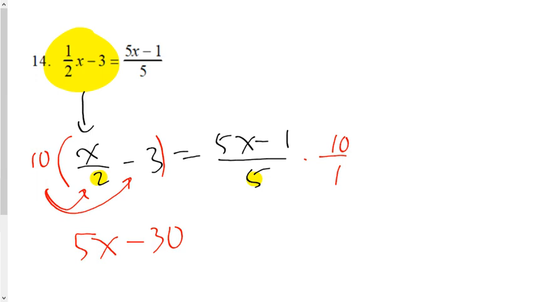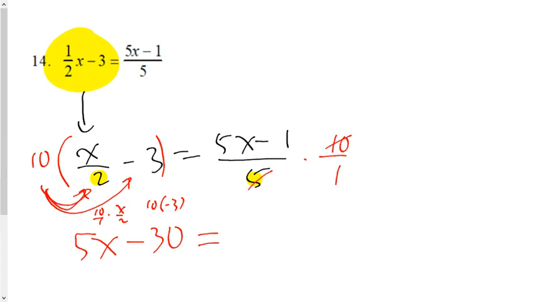Here's what some people did. They looked at this first one and they cross-reduced, right? They did this on the paper. They got 5x. But guess what they did after that? They kept that cross-reduction and multiplied 5 by -3, right? When it's clearly not that. It's clearly 10 multiplied by half of x and 10 multiplied by -3, right? So that's what you end up getting when you multiply that side by 10.